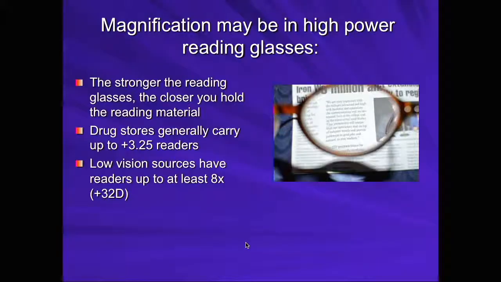The devices will come in different ways. One of the reading devices could be that we just need to increase your reading prescription. So many of us have bifocals. Most of the stores, for example, come up to like a 3.50 or 3.25. Those readers are not necessarily sufficient for our low vision patients. In our low vision clinic, we have reading glasses that can go up to 8x, which means it's 32 diopters, which means it focuses right about 3 centimeters.